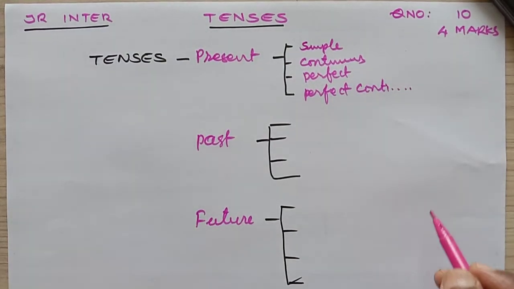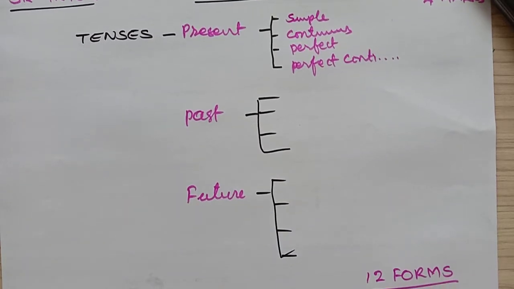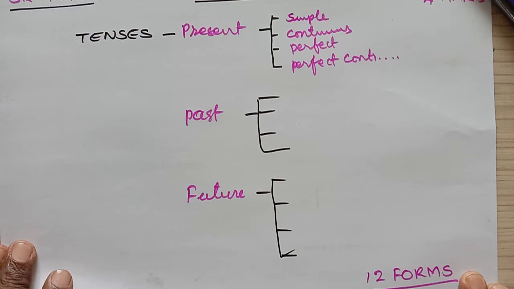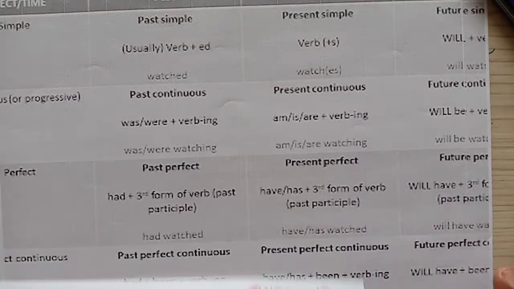So, completely, we have 12 forms. How many? 12 forms. So how many tenses do we have? 3 tenses, but we have 12 forms. Now, which of these 12 forms are tested in our examinations, and how? Let us have a glimpse of that particular concept.